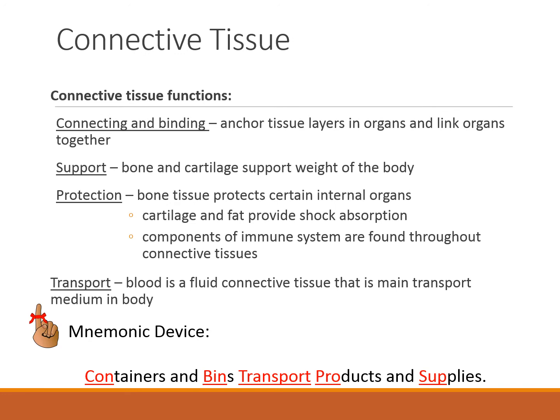As I mentioned before, connective tissues are found throughout the human body. Their main function is to connect and bind tissues and structures. We will find connective tissues sandwiched between the layers of an organ where they connect those layers and bind them together. Connective tissues also link organs together. A second function is support. Connective tissues like bone and cartilages form the framework for the body and support its weight.